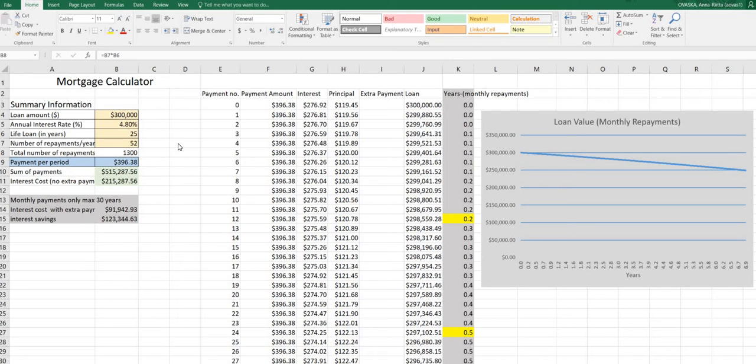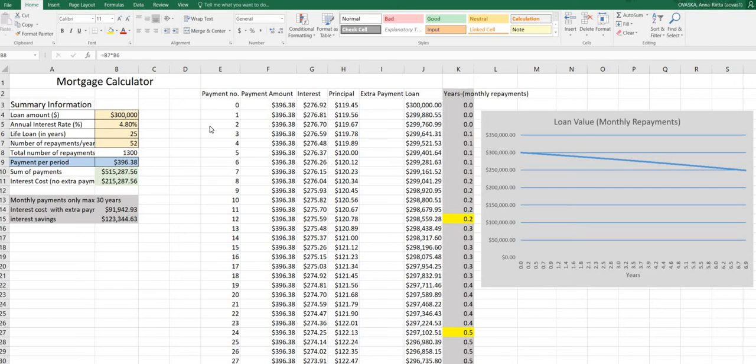In our first video of the mortgage calculator spreadsheet, we looked at this left-hand section where we were able to input values for our loan to calculate the payments per period and the interest cost of the loan, and change those values to look at how it affected these. Now what we're going to do is look at the rest of the spreadsheet.